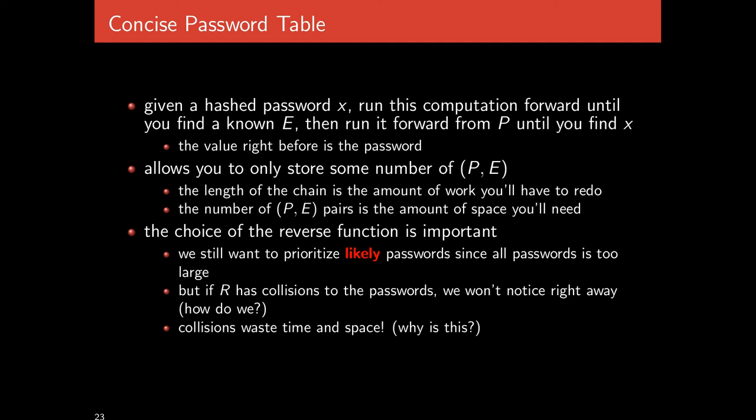But it's also a waste of time, because think about the algorithm that you would have to run in order to figure out the password. Remember, you're at a particular hash, you do the reverse hash, reverse hash, reverse hash until you get to a known E, and then you look up in the table and you see, oh, well, it could go to P, it could go to P prime, it could go to P double prime. Well, which one is it? Well, you don't have any information, so you have to try them all. So you would start the P chain and continue hashing along until you eventually hit E and see you didn't stumble upon the password you're looking for. So you try P prime and do that, and try P double prime, and then you find it. So if R is a function that collides a lot, meaning that it maps hashes to the same password, then we're going to waste time, we're going to waste space, and it's hard to detect.